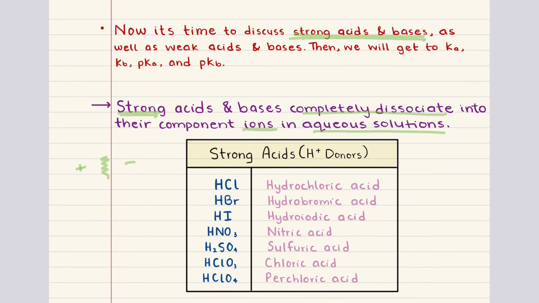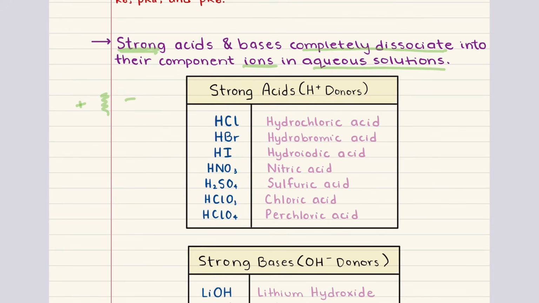There's no equilibrium to consider here because the dissociation goes essentially to completion. And this complete ionization is what makes them so powerful in controlling pH. So for strong acids, the dissociation is all about producing hydrogen ions, or more properly, hydronium ions. When you dissolve something like hydrochloric acid in water, hydrochloric acid being a strong acid, it's not going to stay as HCl molecules. Instead, it instantly donates protons to water, giving you hydronium ions and chloride ions. And that's true for all of the strong acids on our list.